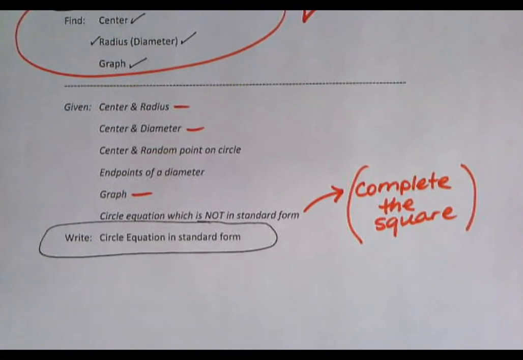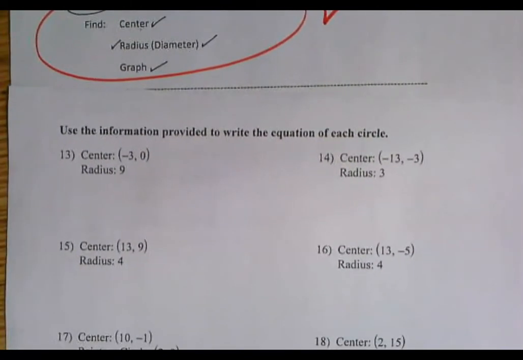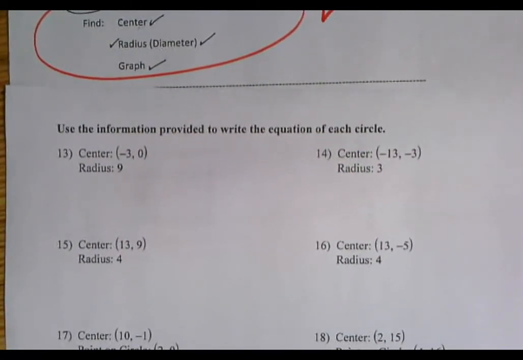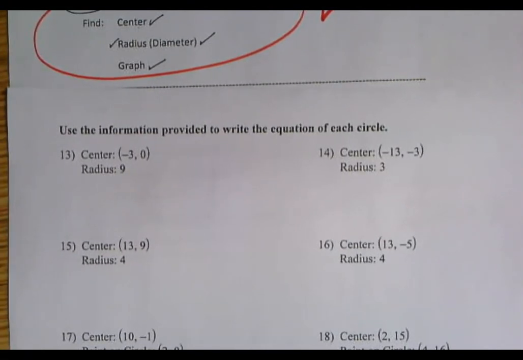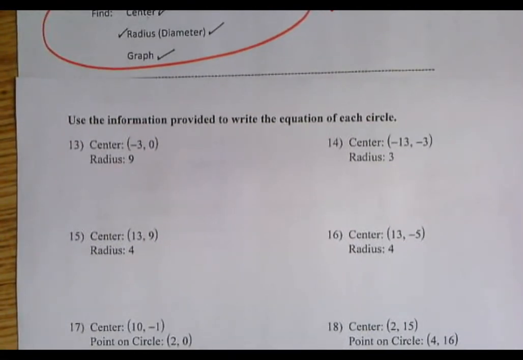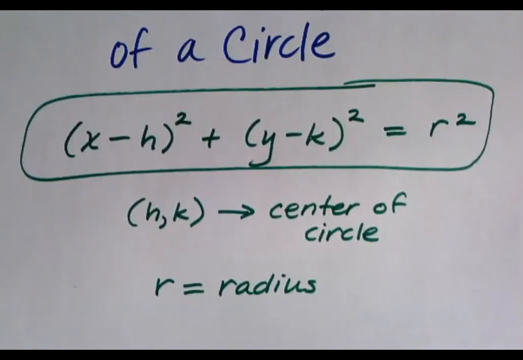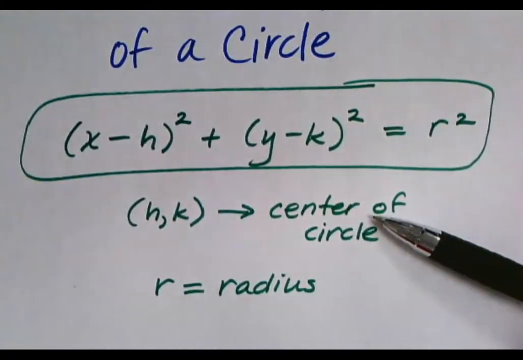All right, here's a worksheet I have printed out that starts with some of these things. It says use the information provided to write the equation of each circle. Okay, if I know the center and the radius, well, keep in mind that's the whole idea behind the standard equation, that it shows me the center and the radius. Those are the very 2 things that we need to write the standard equation form of a circle.